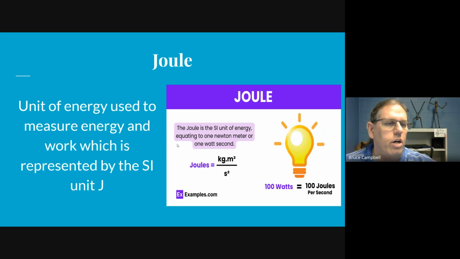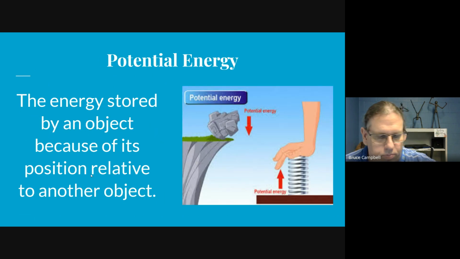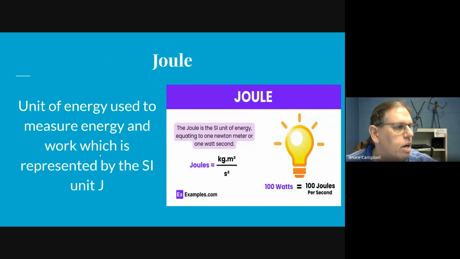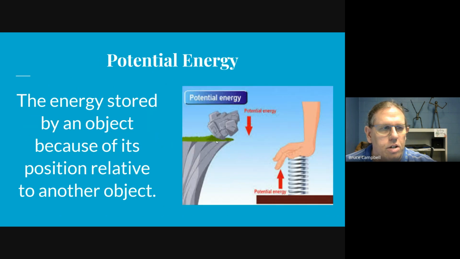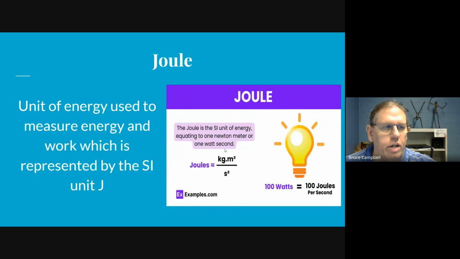Okay, so a joule is a unit of energy used to measure energy and work, and that's represented by J in the international system. If we want to get technical here, it's equated to 1 Newton meter or 1 watt second, right? 100 watts equals 100 joules per second.